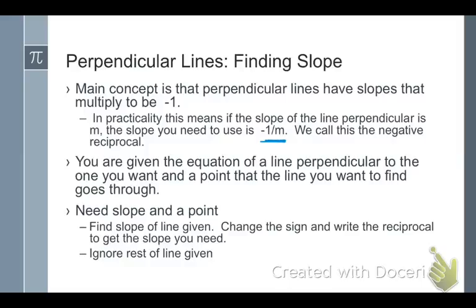The mistake students make mostly is they forget to change the sign from the slope they have. So if the slope of the line you were given is positive, your slope is going to be negative. If the slope of the line you're given is negative, yours will be positive.